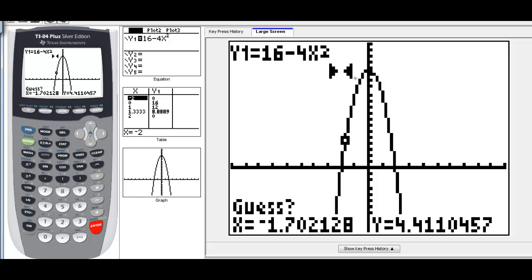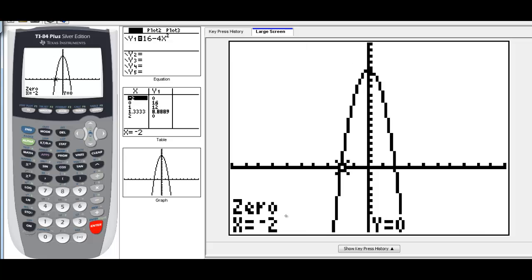Now what we've done is we've told the calculator we want the calculator to look between these two arrows for where the graph is going to cross the x-axis. Well, the calculator says now guess. Well, you want to move your cursor close to where it crosses and simply hit enter, and it's going to give you the 0. In this case that would be the x-intercept. X is -2.